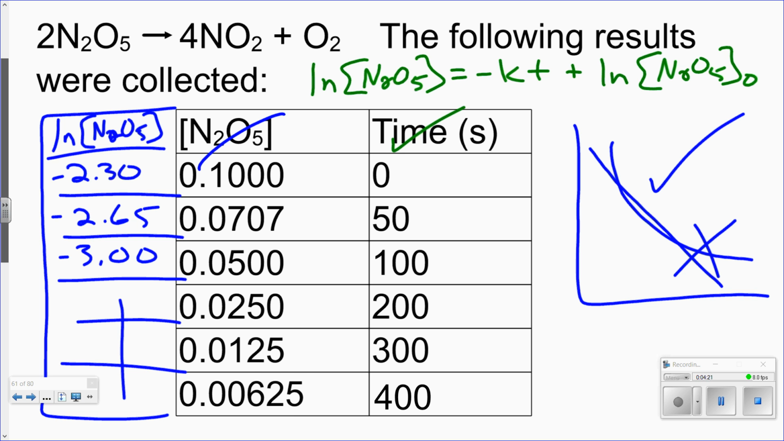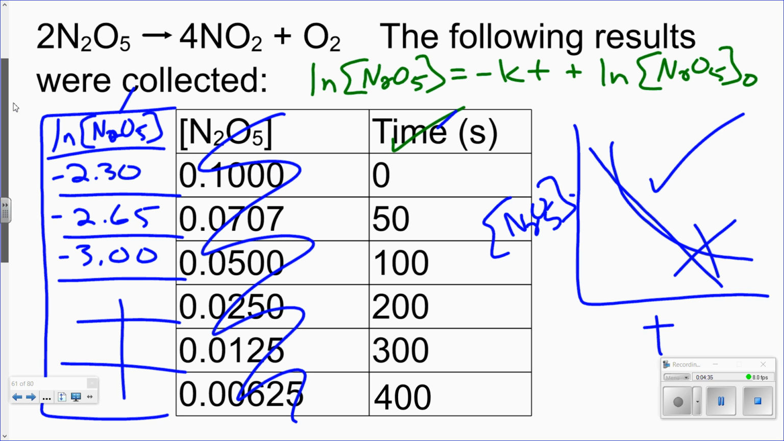Okay? So again, once we get this here, we need to compare this to this. Oh, by the way, this is concentration, and this is time. Concentration of N2O5 versus time t. Time will always be on the x-axis. Okay? So let's take a look at another. What else does the problem ask us for?